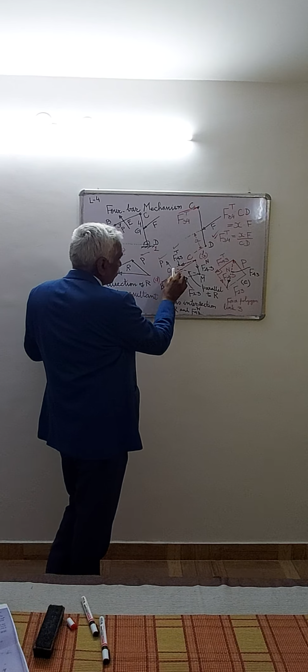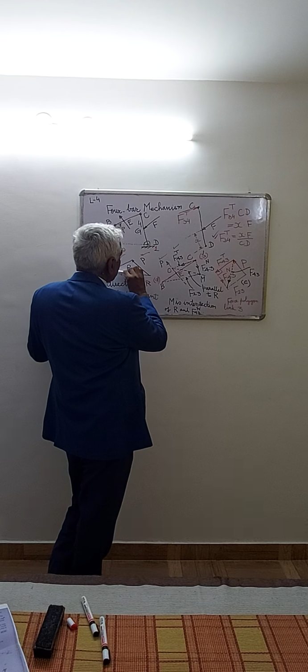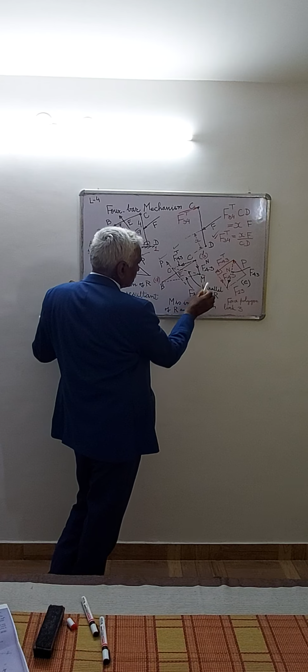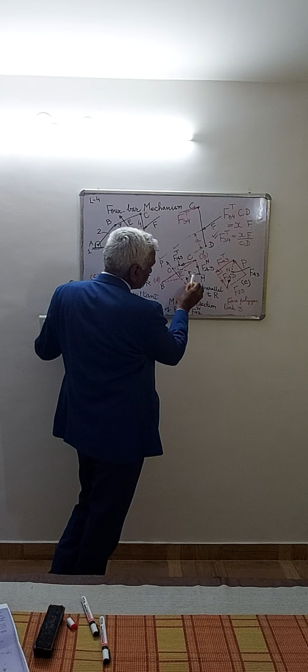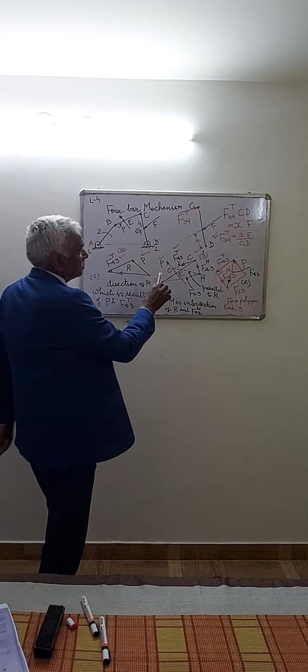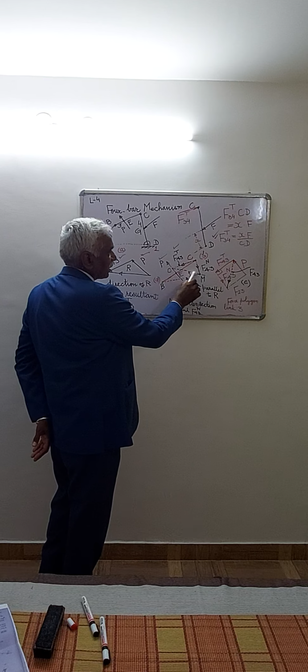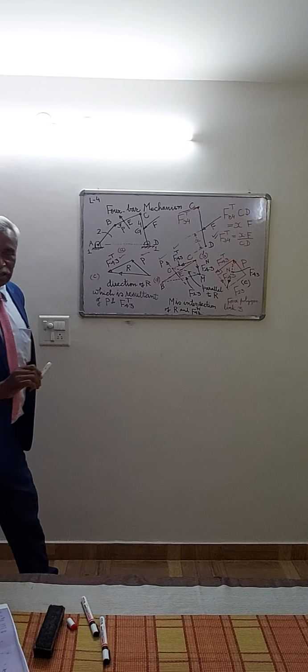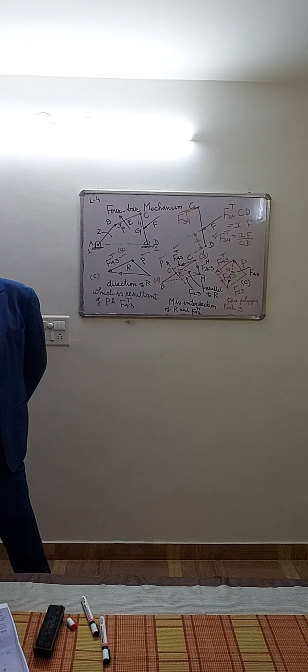So from point O, draw a line parallel to R. This dotted line, which is passing through point O, is parallel to R. R is the resultant of the forces acting on link number 3.